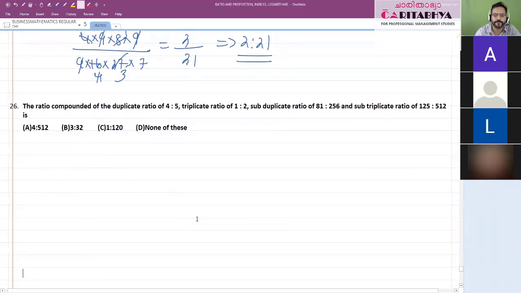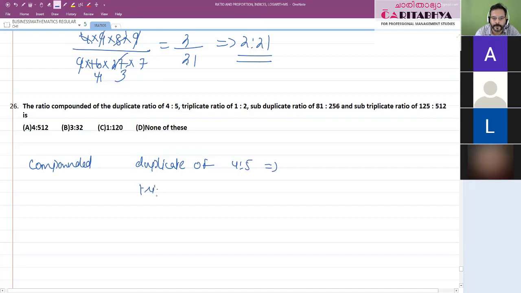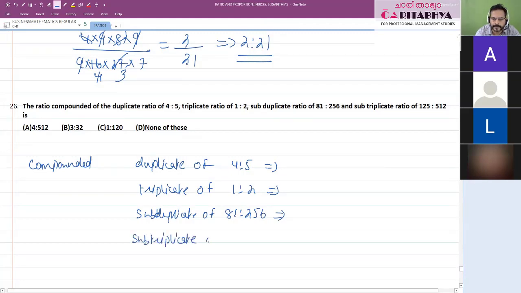Then next question, compute the ratio compounded of the duplicate of 4:5, then triplicate of 1:2, subduplicate of 81:256, then subtriplicate of 125:512. So duplicate means square here. 4 square is 16, 5 square is 25. Triplicate means cube, 1 cube is 1, 2 cube is 8.